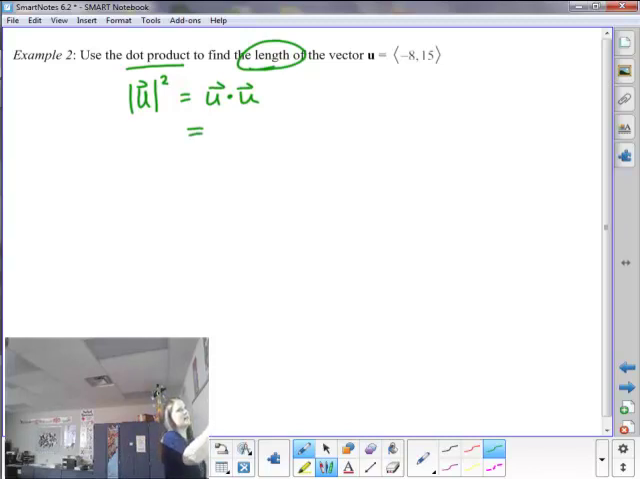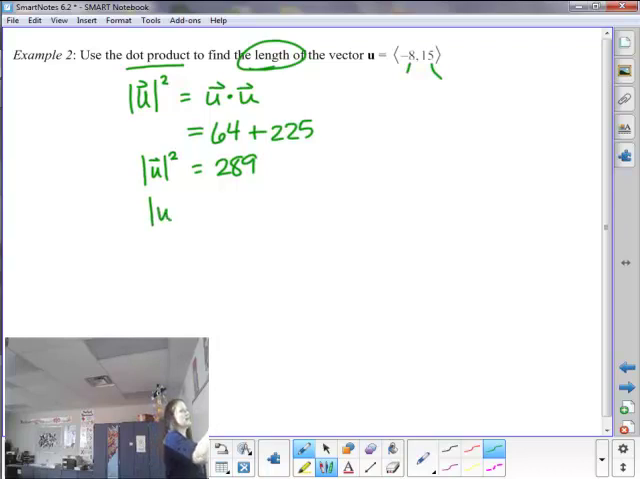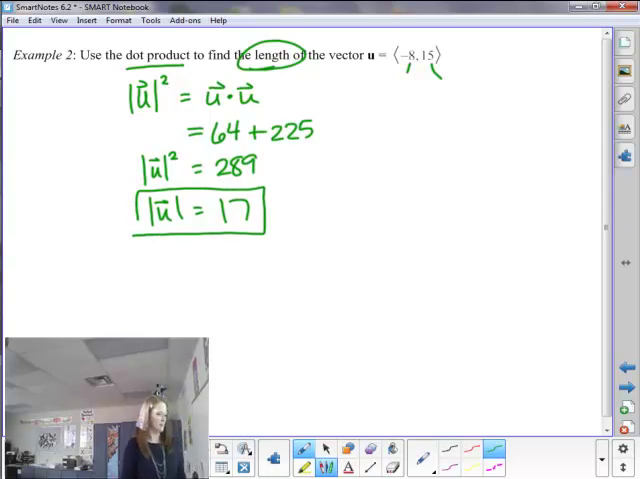Well, if I'm taking the dot product of u times u, that means I'm going to take the horizontal component times itself, which would give me a 64. I'm going to add that to the vertical component times itself, which is going to give me a 225. That sum is going to be a 289. 289? Yes, indeed, 289. So what does that mean? Well, that means that I have the magnitude squared being 289. Obviously, the magnitude then would simply be the square root of 289, which is 17. The length of the vector is 17. Okay? You can double check that with the Pythagorean theorem if you needed to, or with a graph.